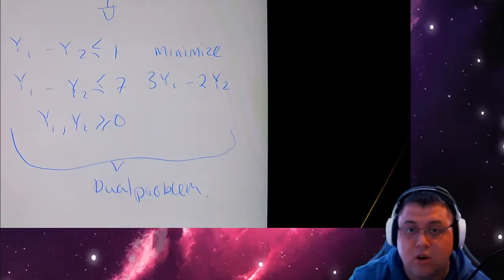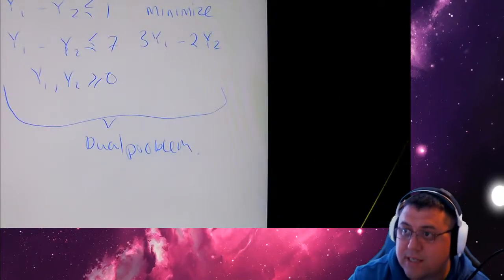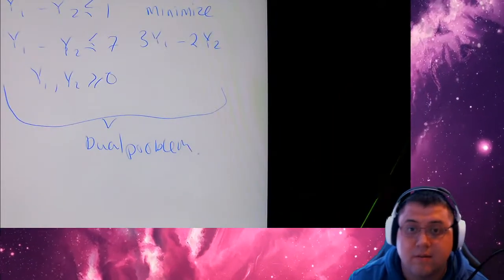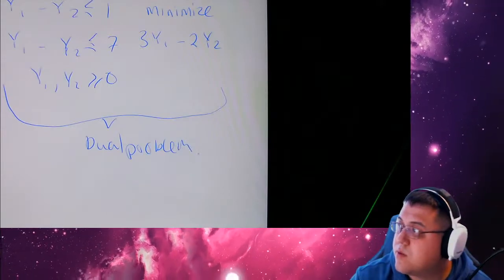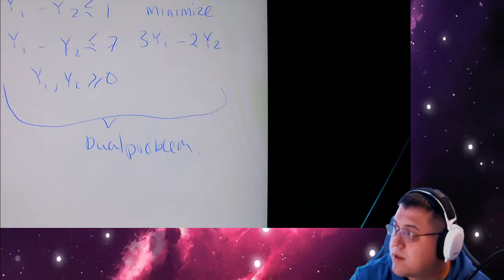Okay. So for C, we have to do complementary slackness. So let's just rewatch that YouTube video really quickly.